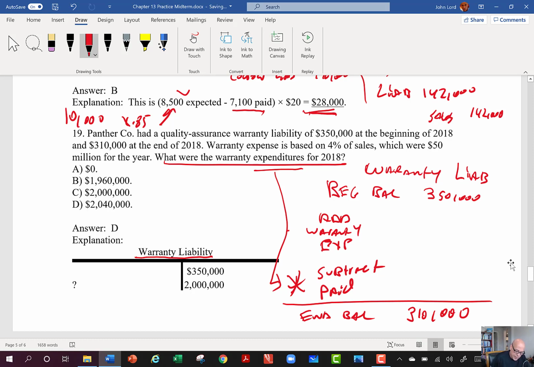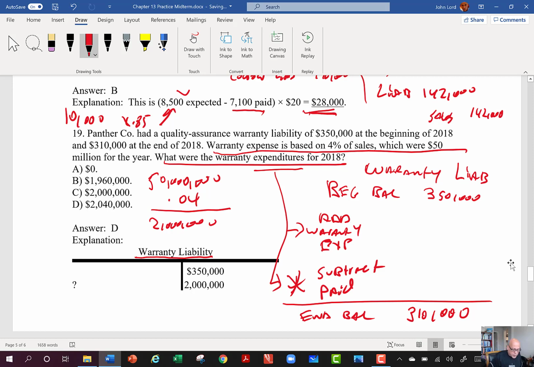The amount that gets added is the warranty expense for the period, and they tell me that the warranty expense is 4% of sales on 50 million. So I take that 50 million times 0.04. It's so annoying when I figure out the number and then I don't write it down. There it is, times 0.04. I did write it down in this case. Is what? Is 2 million. 1, 2, 3, 4, 5, 6, 2 million.